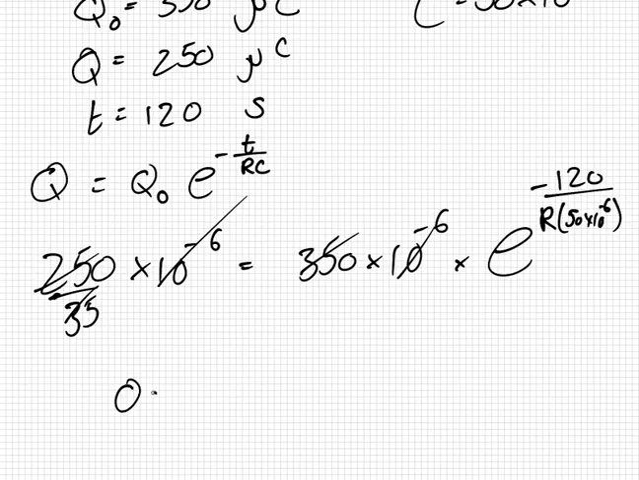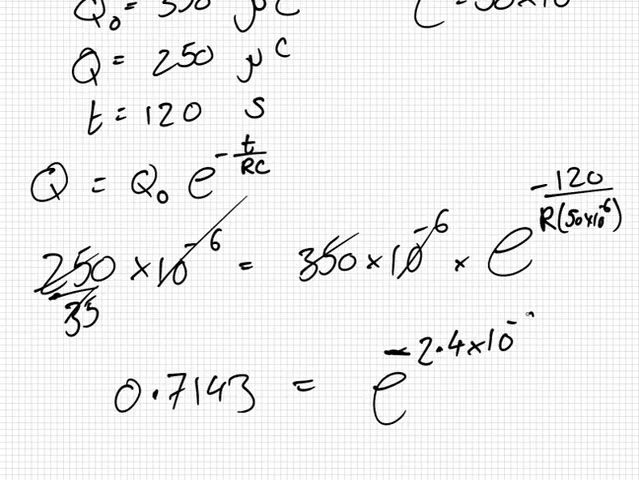Okay, and then could somebody tell me 120 divided by 50 times 10 to the minus 6, please. Just tell me what that is. 2.4 times 10 to the minus 6. Oh, plus 6, of course. 10 to the 6, 1 over R. Because the R, remember, is in the denominator.